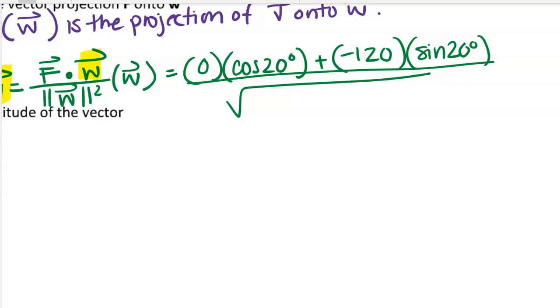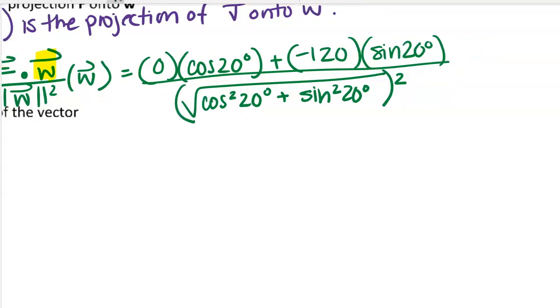What's A squared? Cosine squared of 20 degrees. What's B for W? Sine, so square it. So sine squared of 20. And then I'm going to square it. Would you guys agree? Okay, square it.